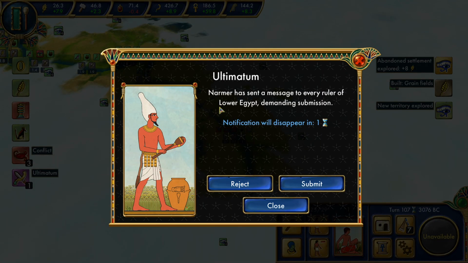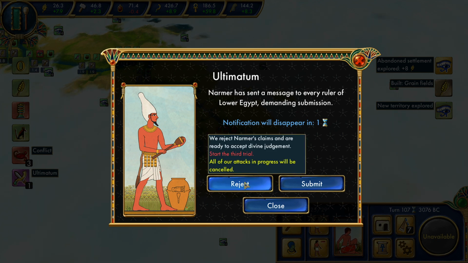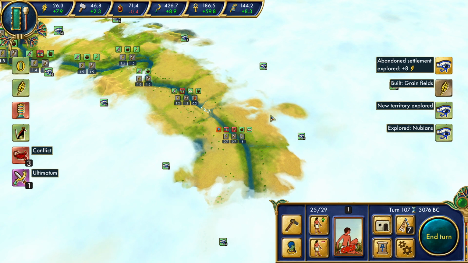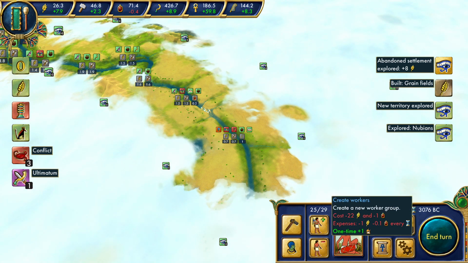We have an ultimatum from Narmer. I'm going to come back to this as well, but we can reject it and start the third trial, or we can submit. Prevent pointless bloodshed, but you can see we fail the trial, lose a bunch of resources for what amounts to about 65 years. No thank you. Let's see what the rest of this is going on.